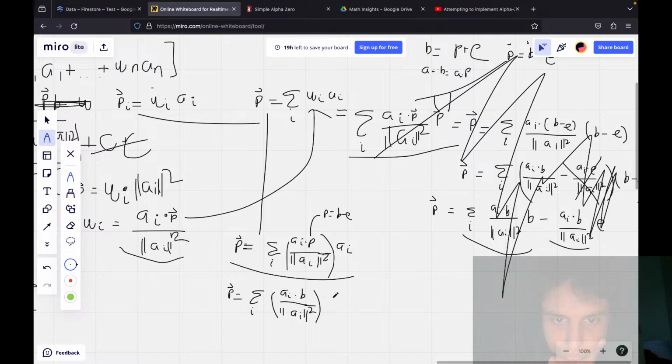This whole thing times AI, minus AI dot E, which we know is 0. We know this whole thing zeroes out eventually, over AI squared. This whole thing AI. Wait, is that correct? Since we know AI dot E is 0, this whole thing zeroes out. So is this correct? AI dot B minus AI dot E.